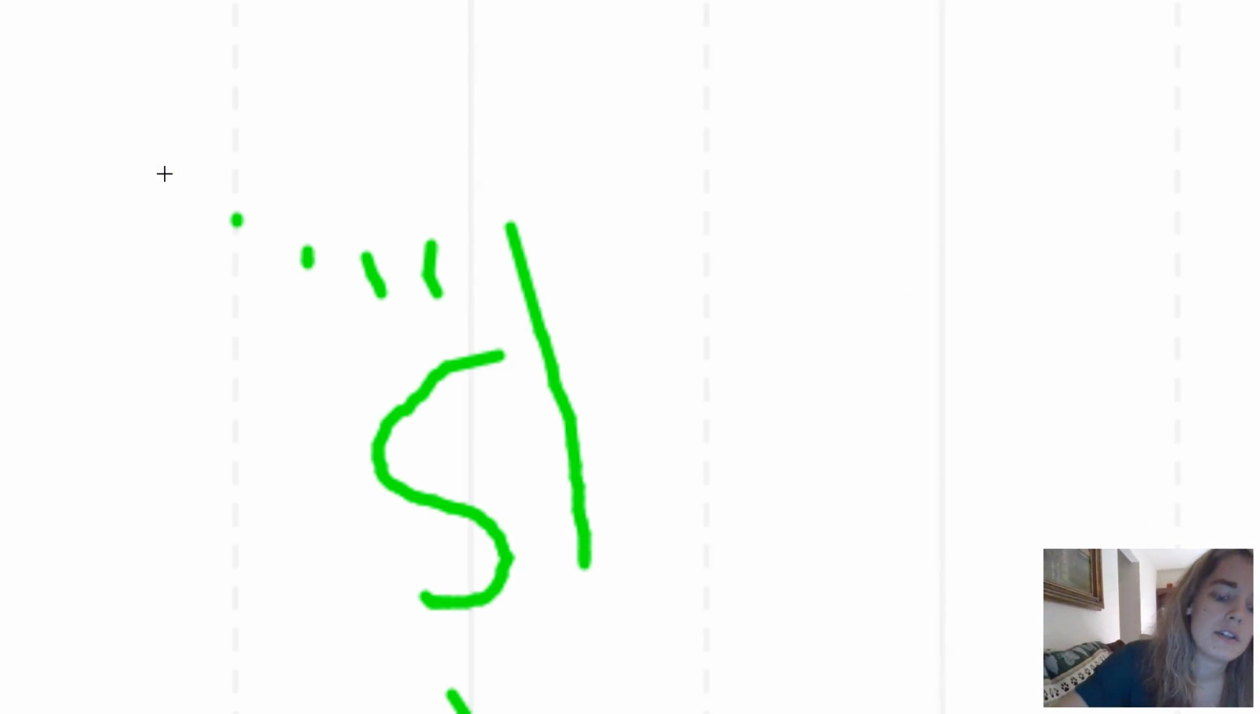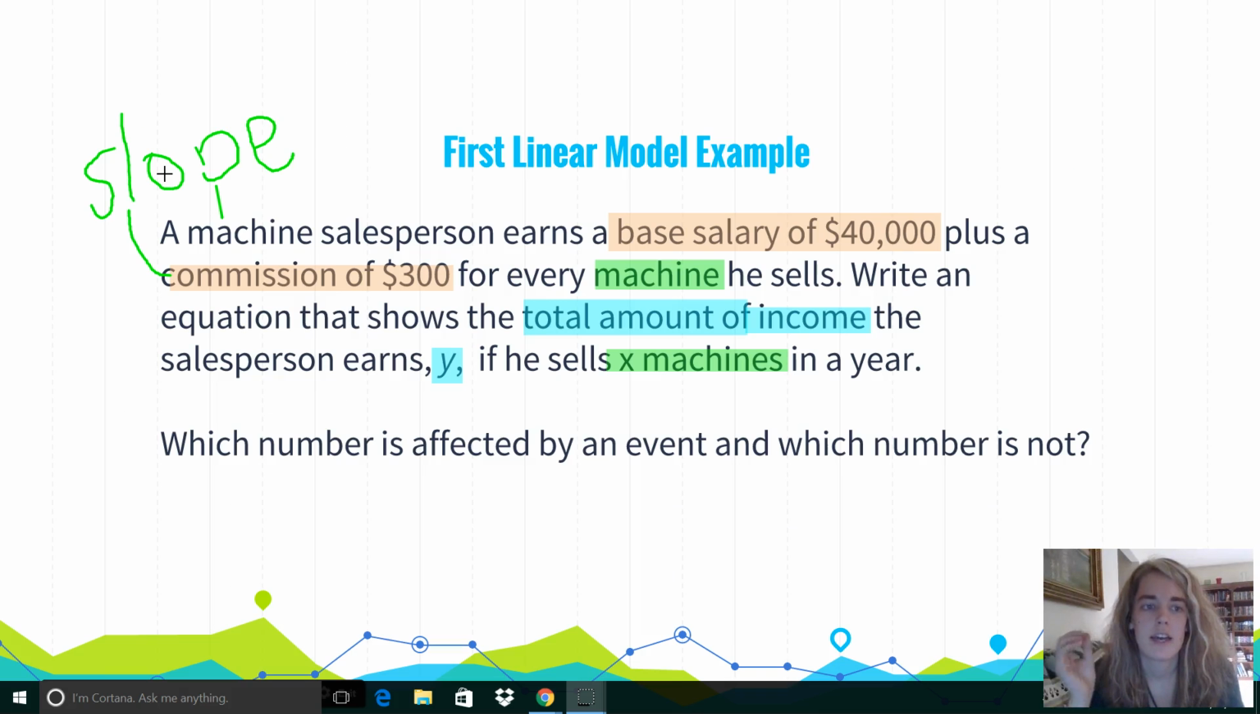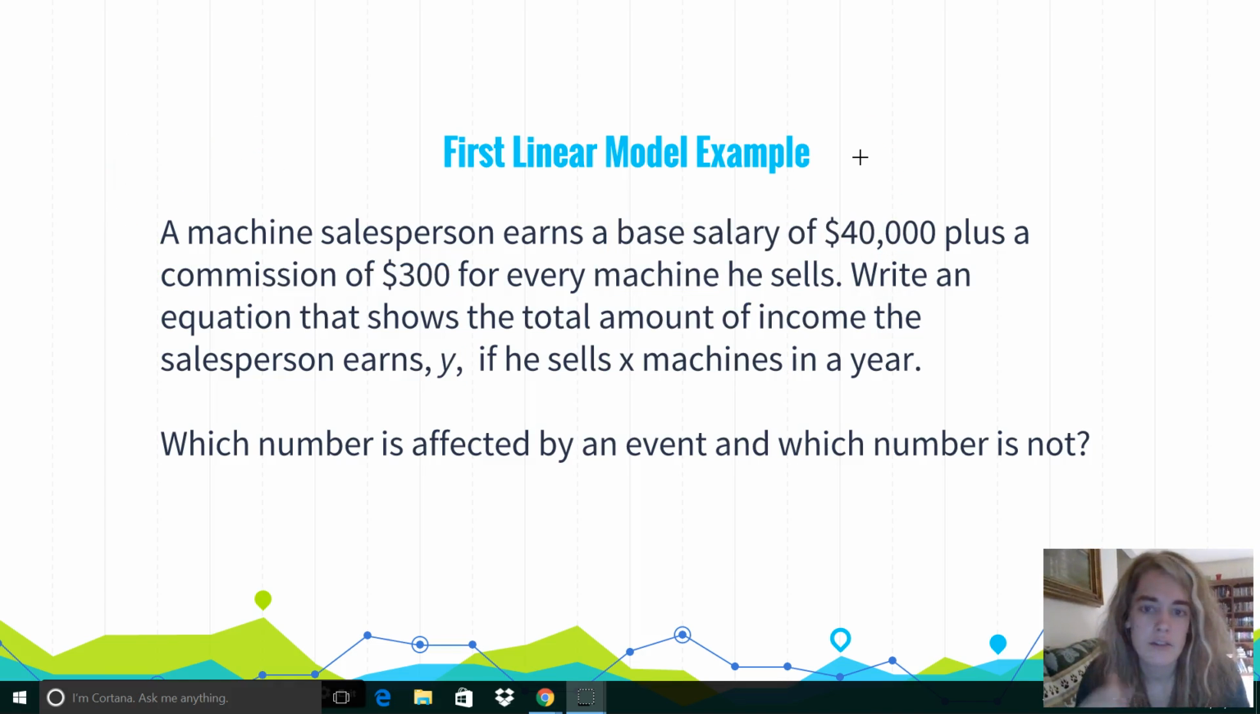Sorry about that error. I had to fix it. So anyway, commission, that $300, is going to represent your slope, which means the $40,000, your base salary, must be your y-intercept. That's your starting amount. Anytime you are given a start, in this case $40,000, so if he sells 0 machines, he will make $40,000, that is going to be your y-intercept. So to avoid that error again that I made over here with slope, just know that this is going to be your y-intercept.